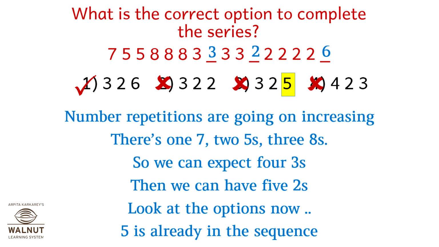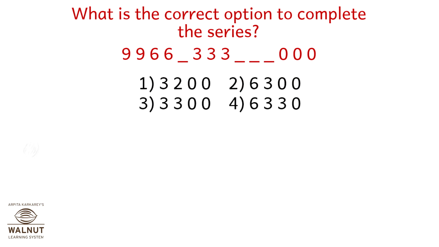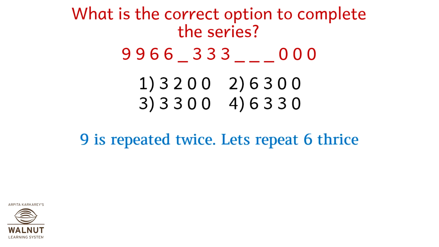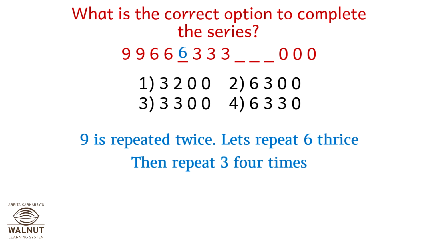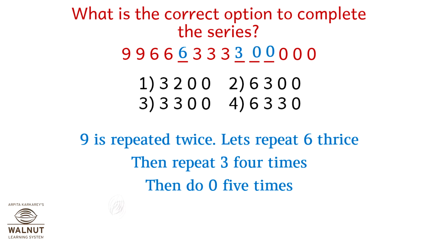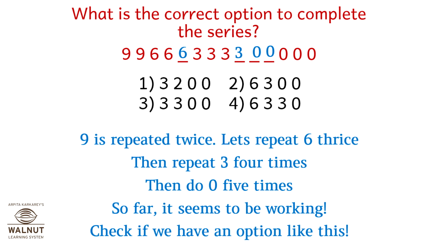Let's move on. What is the correct option to complete the series given below? 9 is repeated twice. Let's repeat 6 thrice. Then let's repeat 3 four times. Then do 0 five times. Do we have an option anywhere? Yeah, this seems to be working. Check if we have an option. Of course we do. Option number 2. Good job. This was easy.